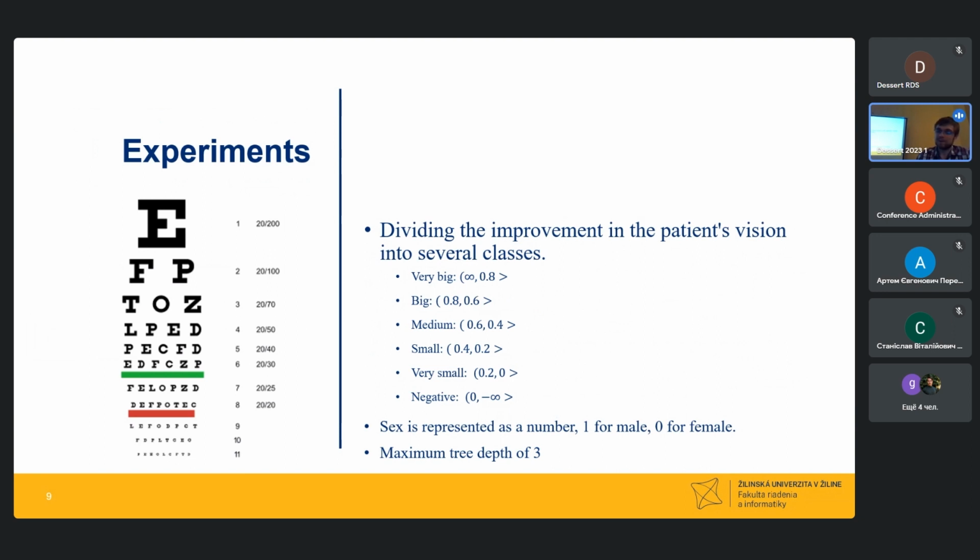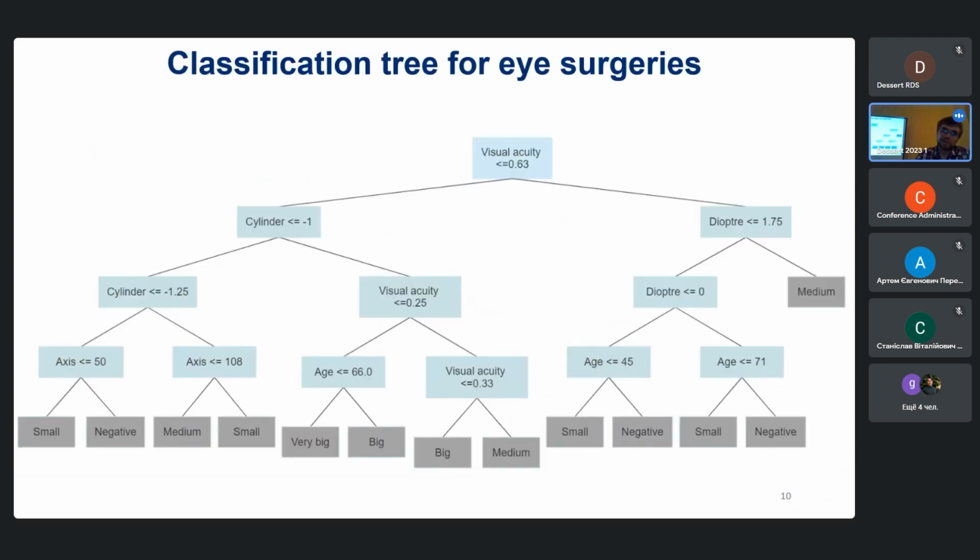0 means that the patient couldn't read even the biggest letters, and 1 means he could read all the letters. And sex is represented as a number, 1 or 0, and we also chose a maximum depth of the tree of 3. So it's relatively simple and easy to read. And in the first experiment, we just took the data for all the patients and saw what happens.